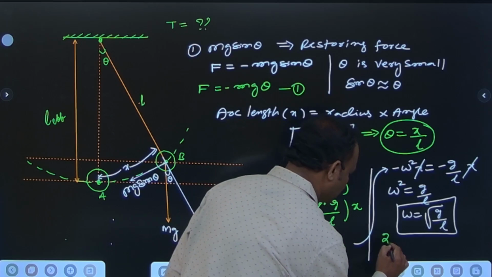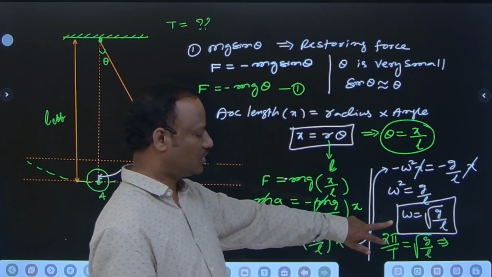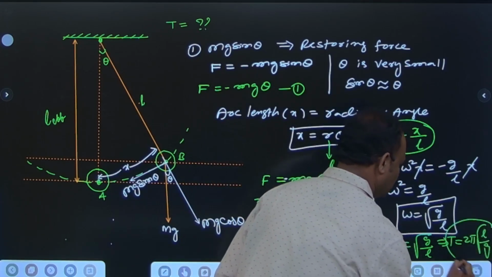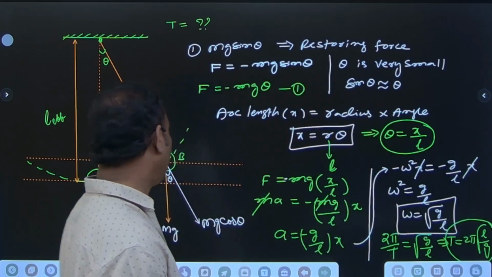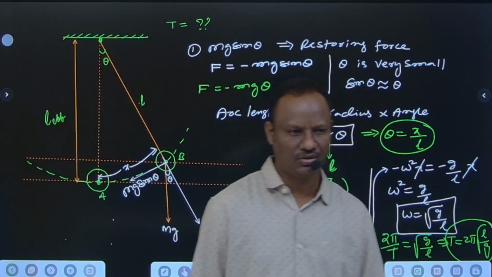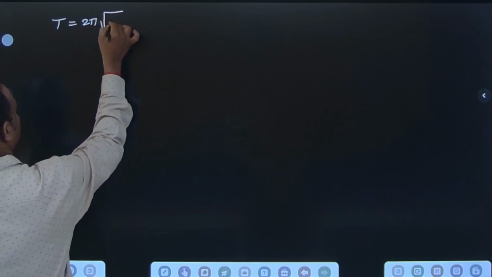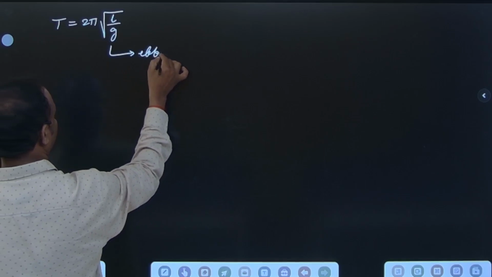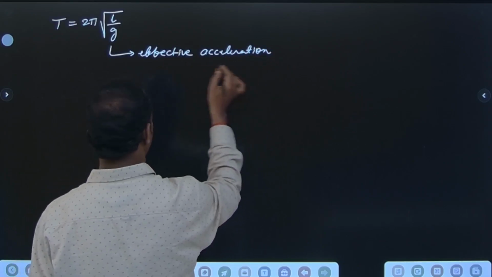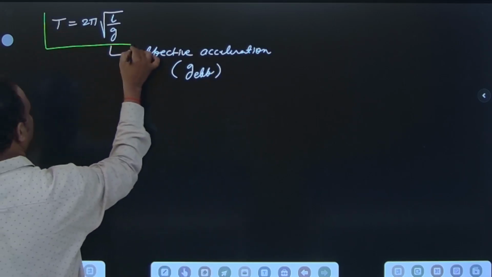So omega means 2 pi by T is equal to under root of g by L. Then take the reciprocal. T by 2 pi is equal to under root of L by g. So T is equal to 2 pi square root of L by g is the relation. The time period of a simple pendulum executing simple harmonic motion: T is equal to 2 pi under root of L by g. So now we have completed the time period, where g is called effective acceleration. Effective acceleration changes. This is denoted by g effective, and T stands for time period.